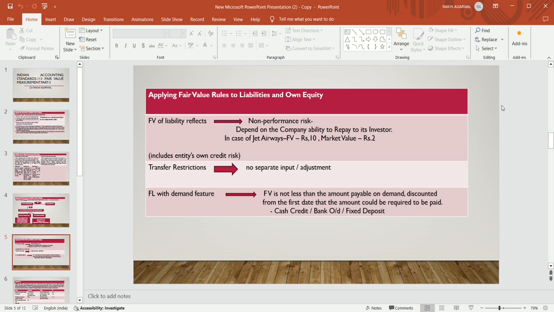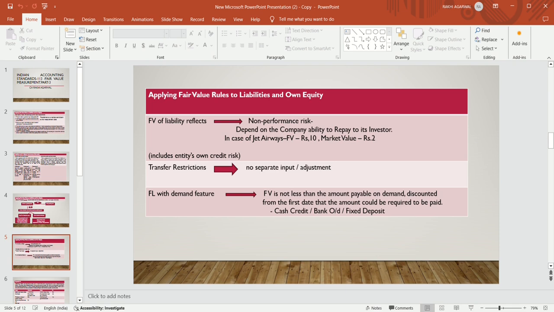Now, transfer restriction. In some cases there are transfer restrictions. No separate input or adjustment is required, so fair value is required for that. Financial liability with demand feature means there are some liabilities which are repayable on demand. Suppose cash credit taken from a bank. That loan is a working capital loan. Bank OD is taken from the bank, and at any point the bank can stand up and say, please repay my payment. So the financial liability has a demand feature. So the fair value is not less than the amount payable on demand. You will have to show in your books that fair value which is payable on demand, not less than that.